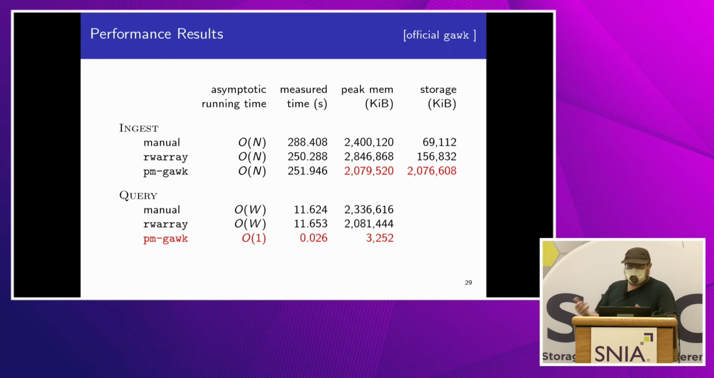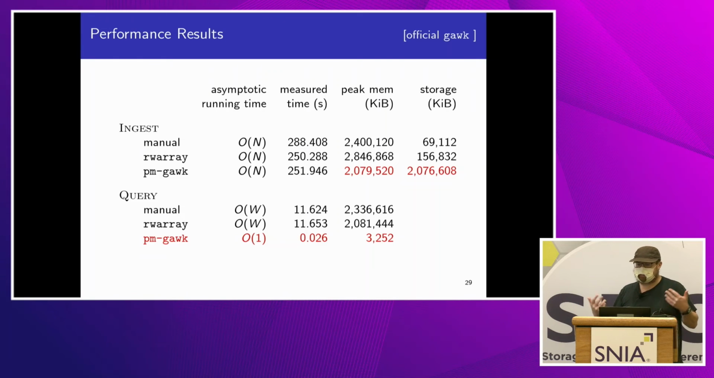To serve queries, the manual and RW array approaches must reconstruct in memory the entire associative array containing word frequencies before serving a query by accessing a single element of that associative array. This requires time and memory proportional to the number of unique words. It's order W, which translates into around 11 seconds of time and around 2 gigabytes of memory in this experiment.